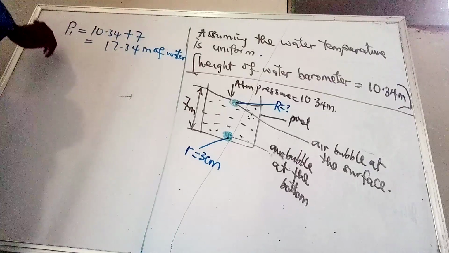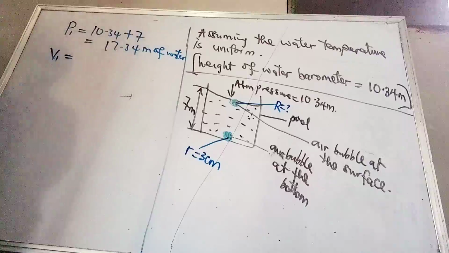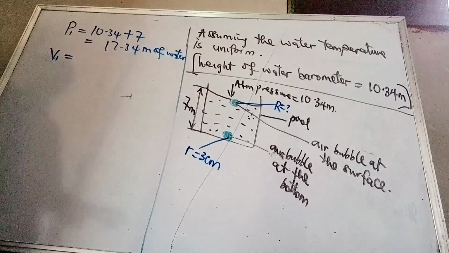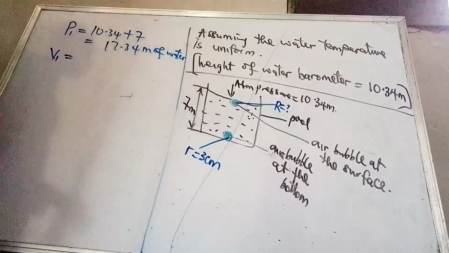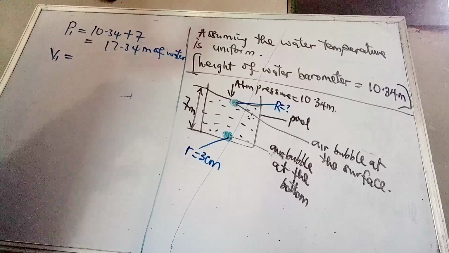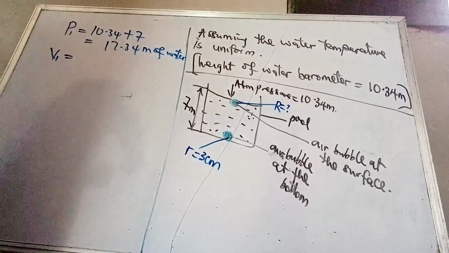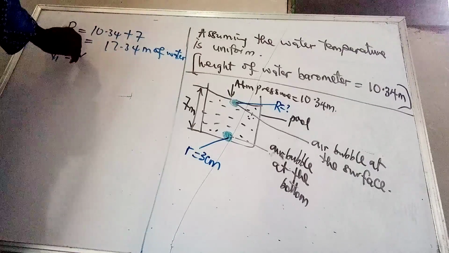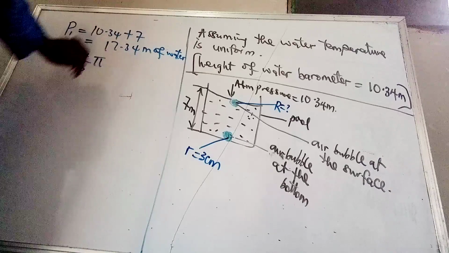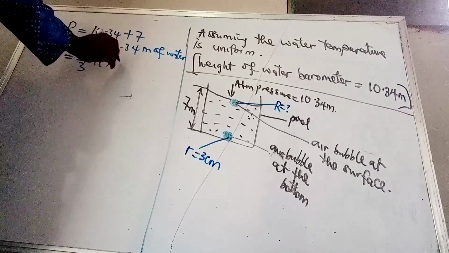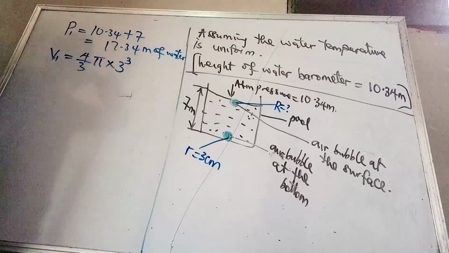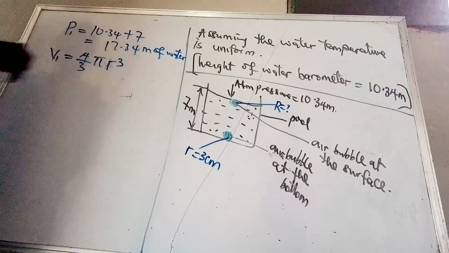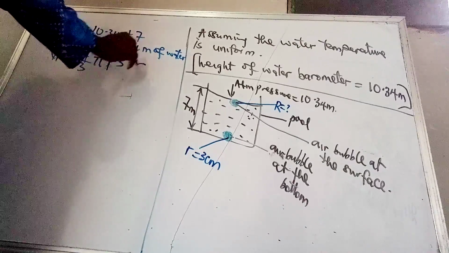Okay, now the initial volume of this air bubble will be calculated using the volume of a sphere. As we all know, without any iota of doubt, that is a bubble. When you see a bubble, it is spherical in shape. Therefore, the formula will be 4/3 pi times 3 raised to power 3, because the formula of a sphere is 4/3 pi r cubed. So where r is what? 3.